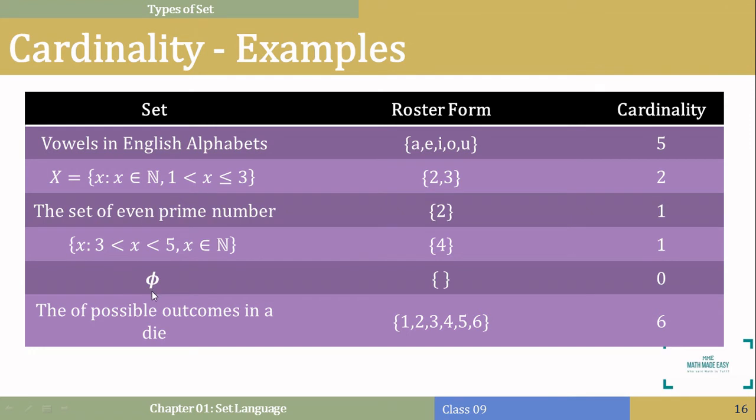Coming to this particular symbol, which is called phi in set language, it indicates an empty set, or a set which contains no elements. Of course, it implies the cardinality of that set is 0, because you have no elements to count. Let's consider another example. The set of possible outcomes of a die is 1, 2, 3, 4, 5, 6. No other elements can be added and no other elements can be removed, so we have only 6 elements to count. So, the cardinality of this set is 6.